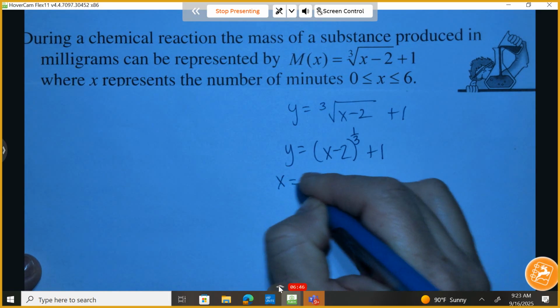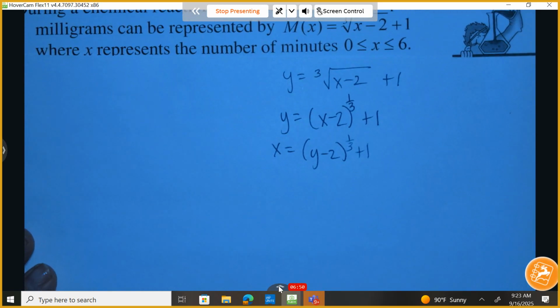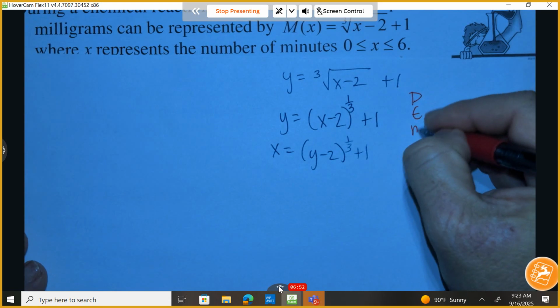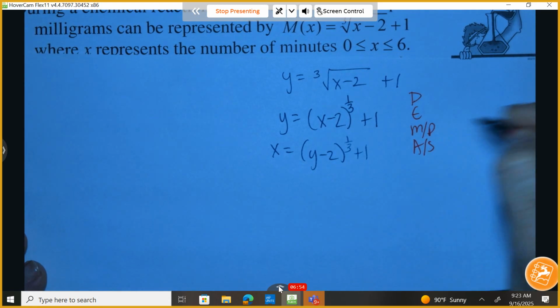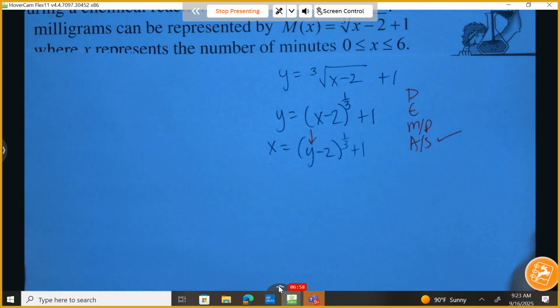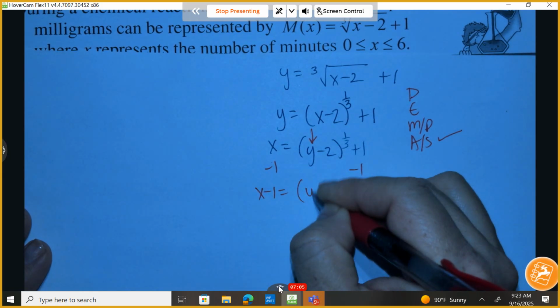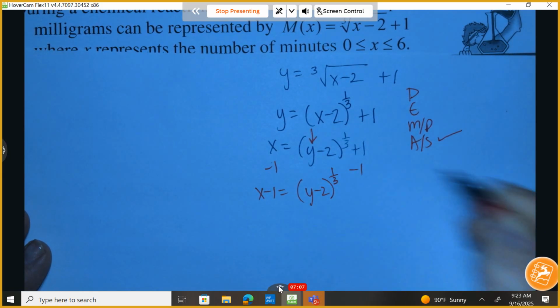I think it's easiest for us to start in this form, and now to calculate the inverse, I switch the x and y, and my goal will be to isolate the y. So what I'm doing is PEMDAS backwards. I'm starting in this problem and going, okay, if I want to get y by itself, I need to add or subtract outside the parentheses. Got it. So x minus 1 equals y minus 2 raised to the 1/3.